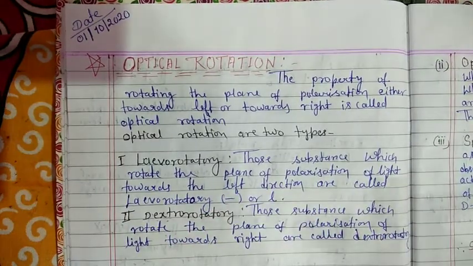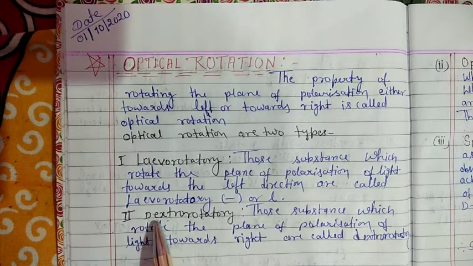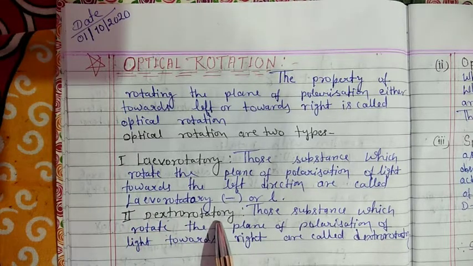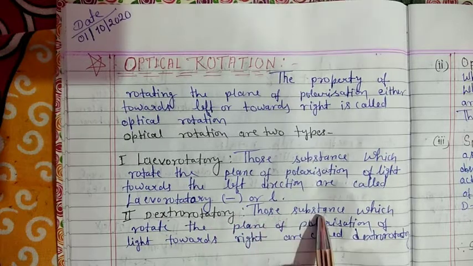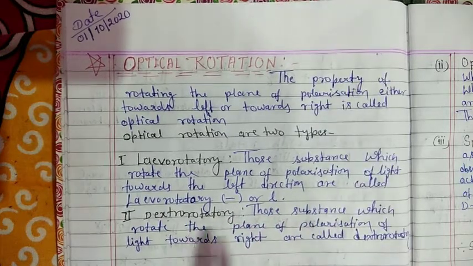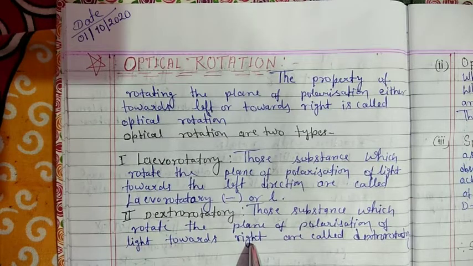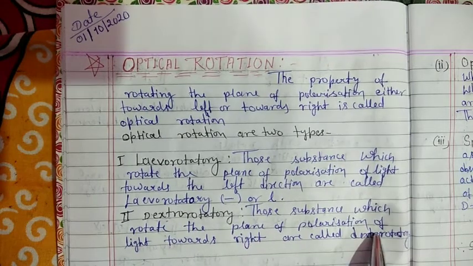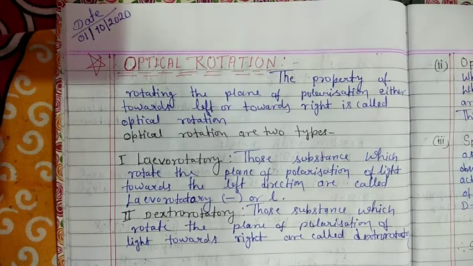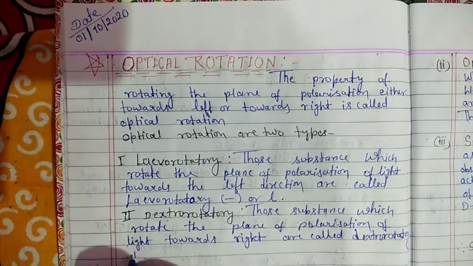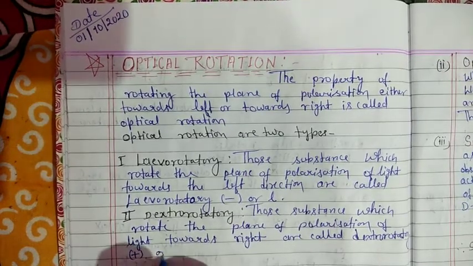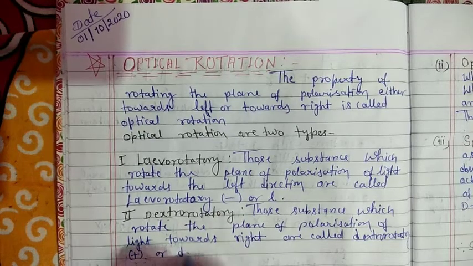Second type of rotation, dextrorotatory. Those substances which rotate the plane of polarization of light towards the right are called dextrorotatory. It is represented as a plus sign or a small d.